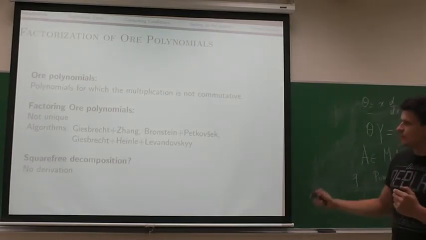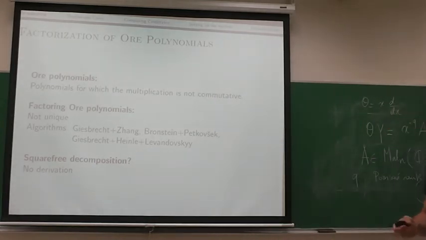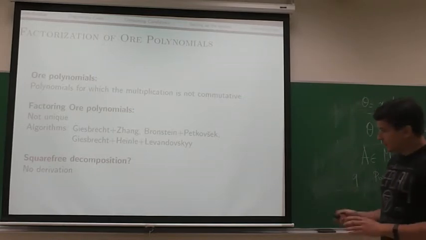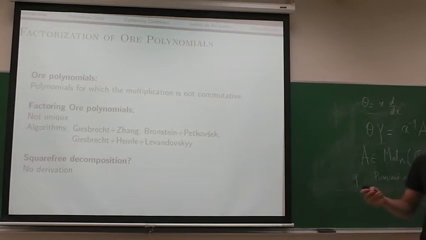But the thing is, there is no square-free decomposition. So they don't have any pre-processing going on. They have to take the Ore polynomial as it is and work with it. And why is this? Because in the non-commutative case, we don't have a derivation of operators.